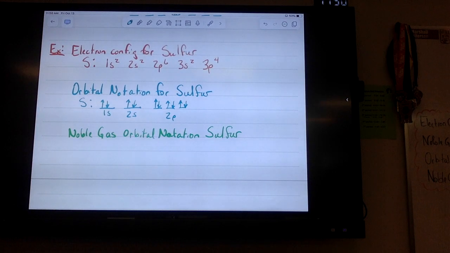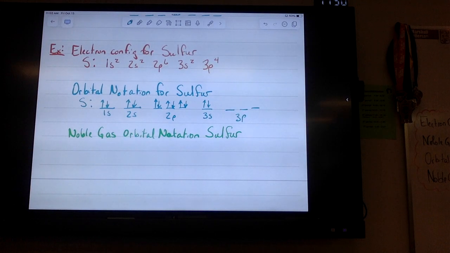Okay, next is 3s2. So how many blanks? 1, 3s underneath, an up and a down. Last is the 3p. How many blanks? 1, 2, 3 blanks with a 3p underneath. Okay, here is where, if you're not careful with your arrows, you could get it all wrong. All this work for nothing.